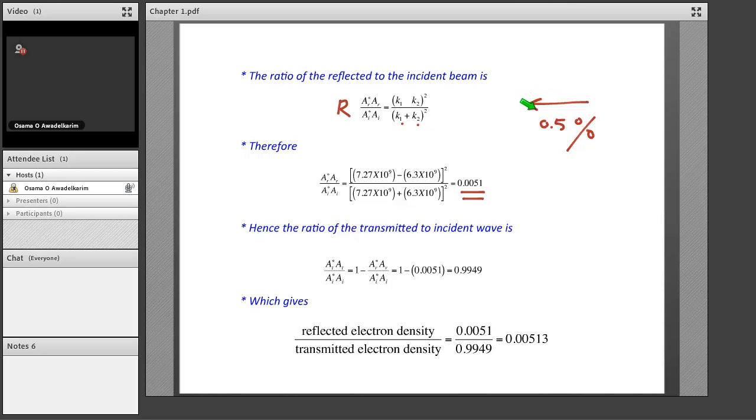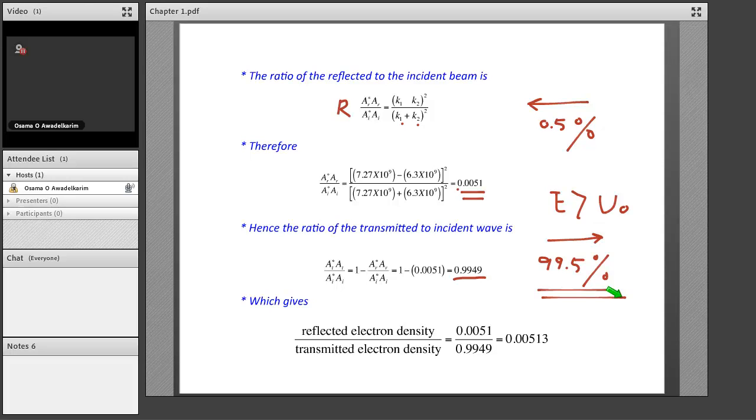And then for the transmitted, again, the total incident beam is 1, or 100%, minus this reflected, we get 0.9949. So that means 99.5% is transmitted. Okay, so this goes through. Why? Because E is larger than U naught. So what we are saying here is that most of the beam of electrons is transmitted because they have larger energy.